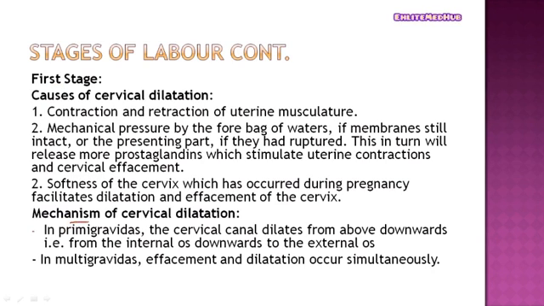So let's move to the mechanism of cervical dilatation. In primary gravidas, the cervical canal dilates from above downwards, that is from the internal cervical opening downwards to the external cervical opening. In multigravidas, effacement and dilatation occur simultaneously. So in primary gravidas, the cervical canal opens from above, beginning from the internal cervical opening downwards to the external cervical opening, while in multigravidas, thinning as well as opening of the cervix occur at the same time.